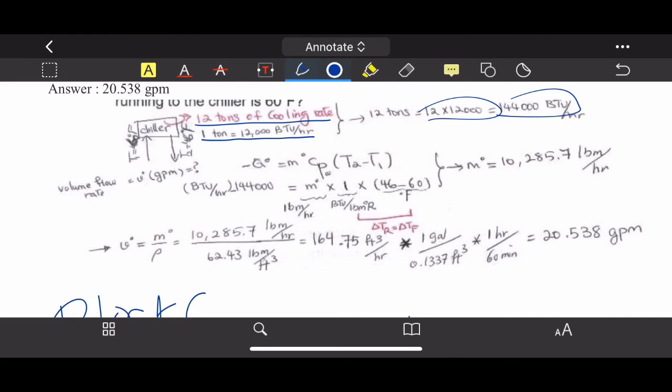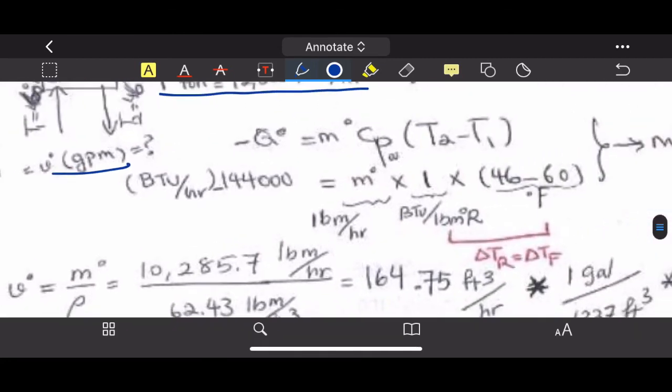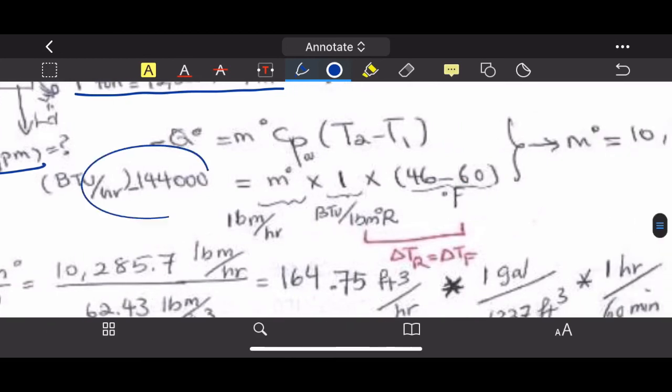Now we have our BTU there, 144,000 BTU per hour. You can see here our volume flow rate is V dot in gallons per minute, which we don't know. And also our Q, or rate of heat removed in the chiller or the cooling tower, is given as this, because you know how much is removed. It's negative 144,000. It must be negative because heat is removed. M dot is lbm per hour. Cp is 1 BTU per lbm Rankine, times T2 minus T1, which is 46 minus 60, the temperature difference.